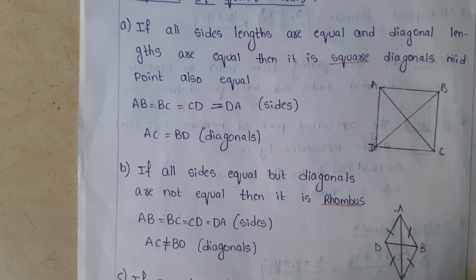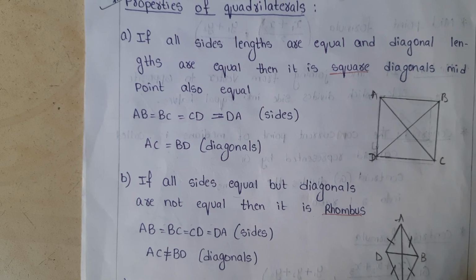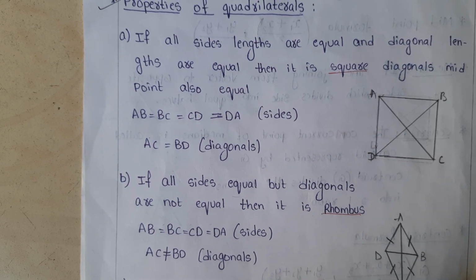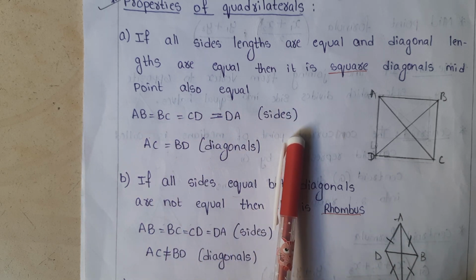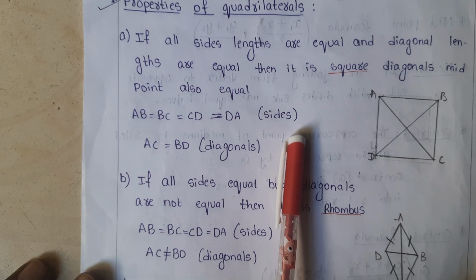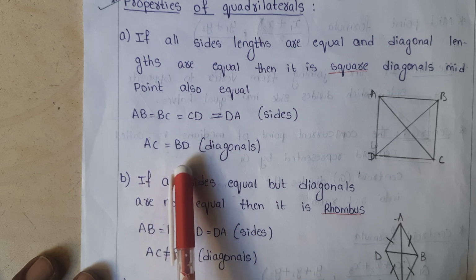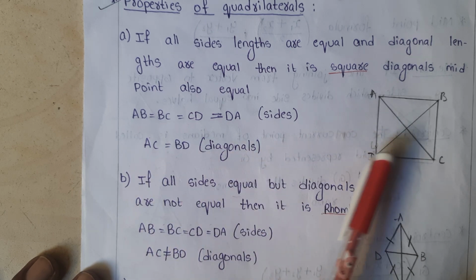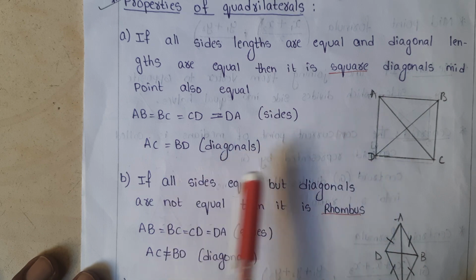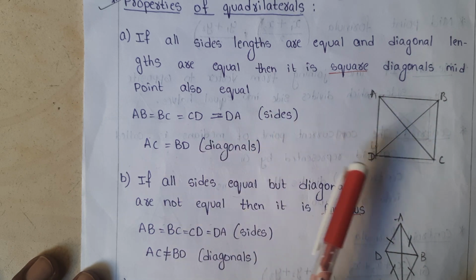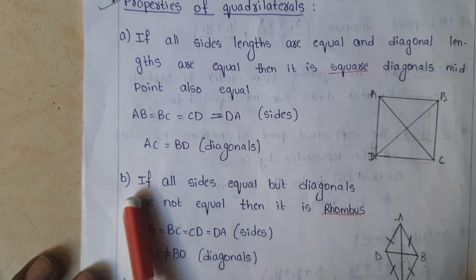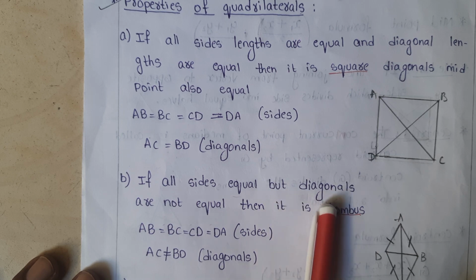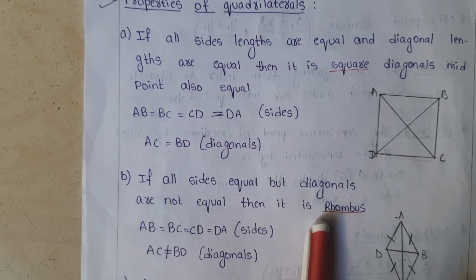In rhombus diagonals are unequal. Here AB, BC, CD, DA, all sides are equal. You can write, I shall hold for some time to write the entire matter. AC is equal to BD. Diagonals are also equal. So all sides are equal and diagonal lengths are also equal, then it is called a square. Next, if all sides are equal but diagonals are not equal, then it is a rhombus.